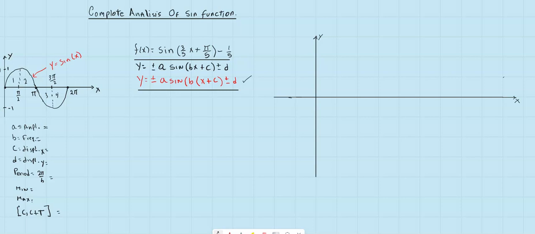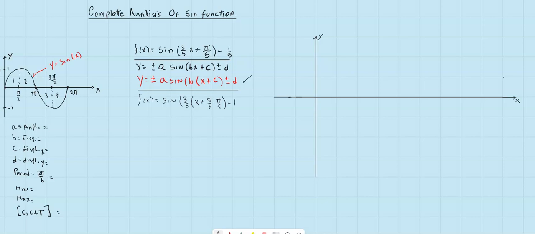And the way we're going to do that is we're going to write f of x is equal to sine, open parenthesis, 3/5, close parenthesis, x plus, now we're going to multiply by the reciprocal of 3/5, which is going to be 5 over 3, times pi over 5, and this is all equal to -1.